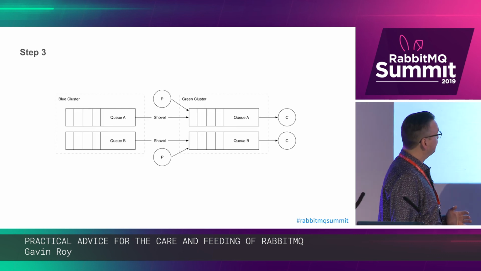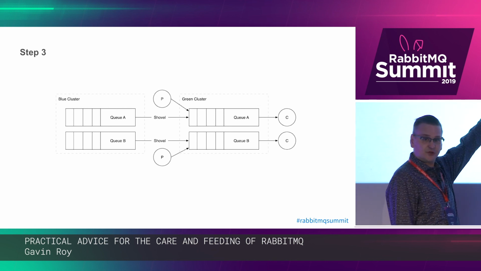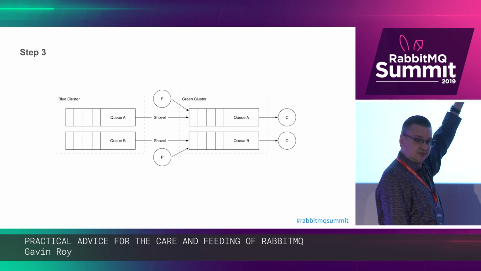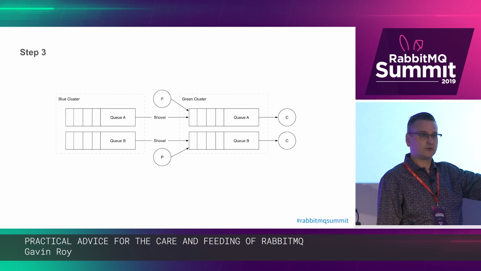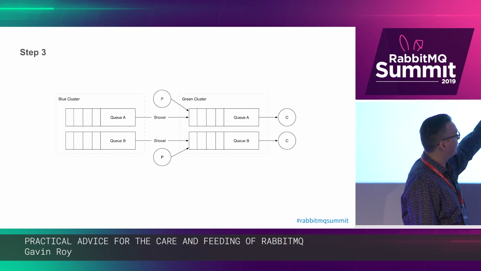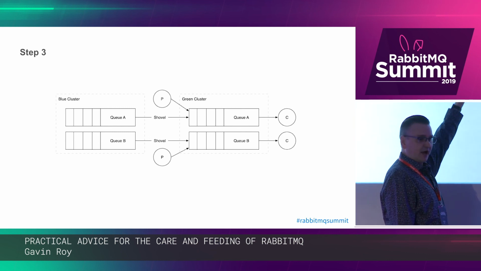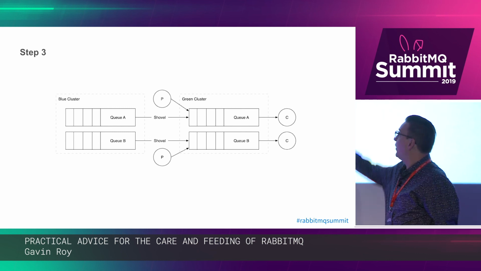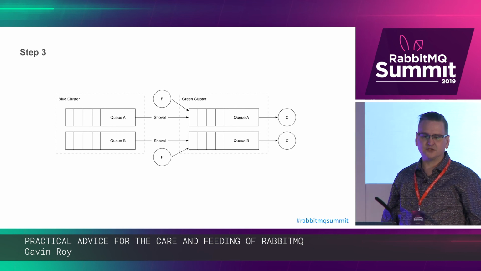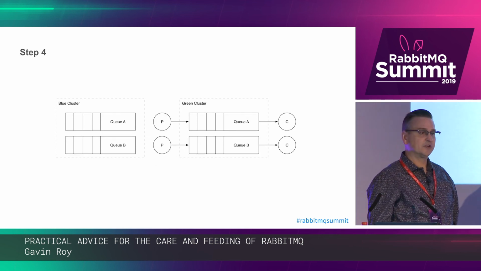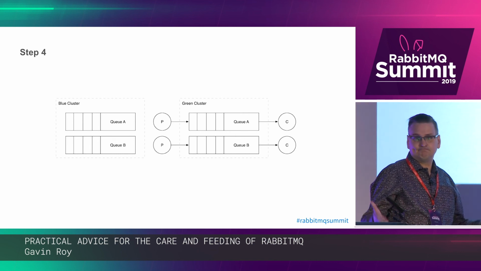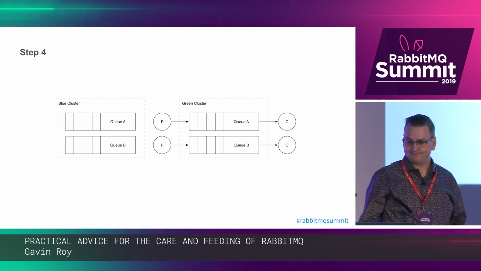In the next step, we move our publishers. So our shovels are still going. Any messages that are in our old cluster are still there, being moved across by the shovel. But now we've moved our publishers across, and our application is still working. We wait until there's no activity in the blue cluster, and we get rid of the shovels. Pretty easy.